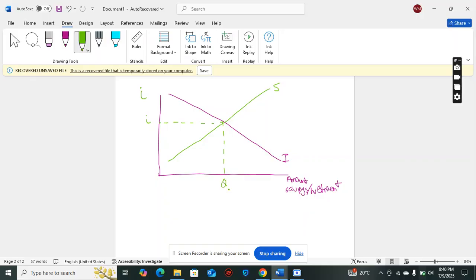If people save a lot and our savings increase, it means there is more money to loan out by the banks. And when the banks have a lot of money to loan out, it means they lower interest rates. Call this I2.